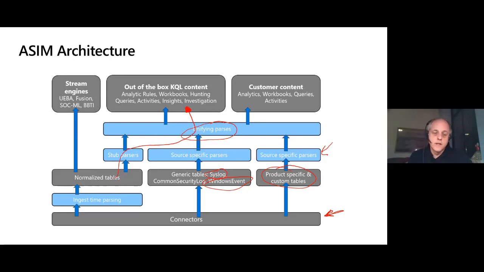This is the right side. On the left side, we are now introducing a native DNS connector that will use the normalized table. It will be part of the same ASIM DNS function, even though it uses pre-normalized data.